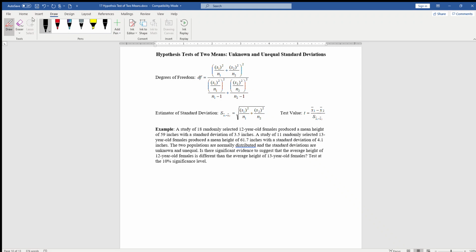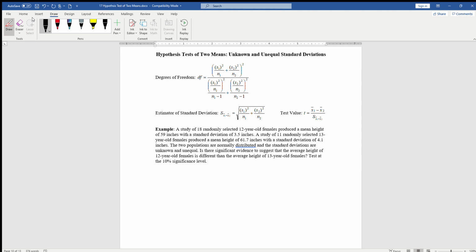One final example of being able to utilize the hypothesis test of two means. This time we're going to shift to the unknown and unequal standard deviation. So this is going to be a little bit different when it comes to being able to find degrees of freedom as well as the test value. All other steps are going to be the same.